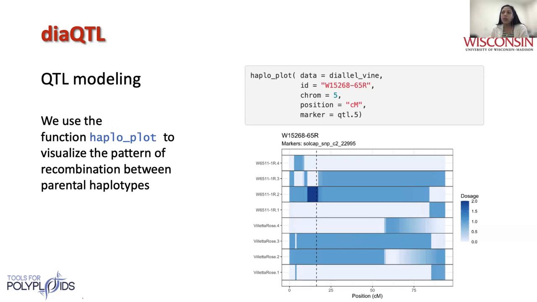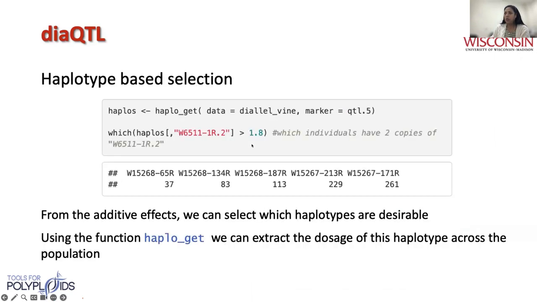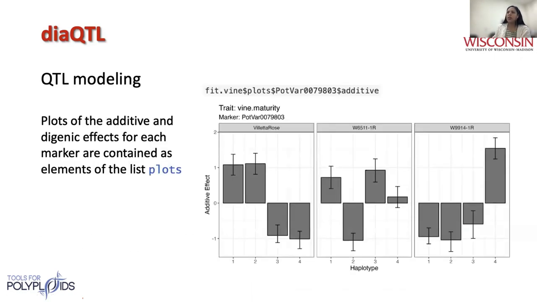And the haplotype effects is from the parents. So in this haplotype effect, this is each parent. There are 4 haplotypes and the effect on this trait.